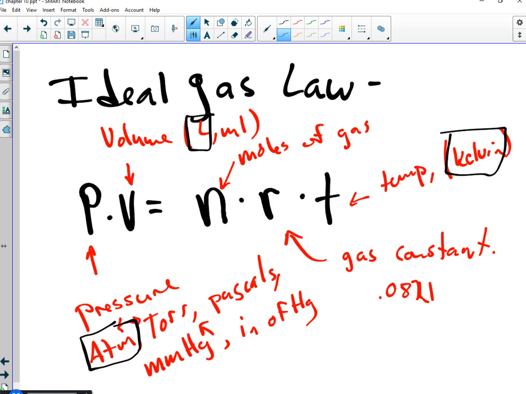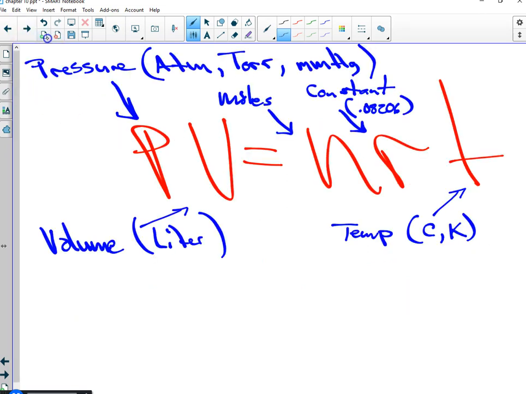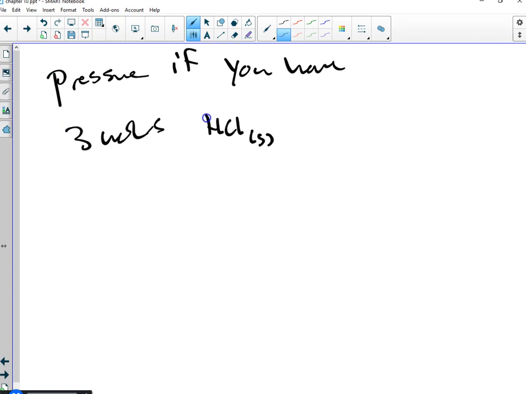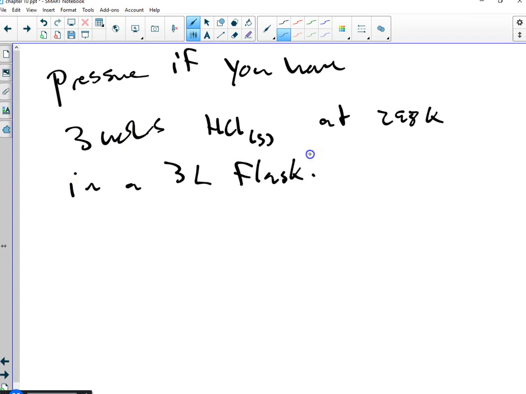I'm going to move slides. Are we okay with that? It would say, what is the pressure if you have 3 moles of HCl gas at 298 Kelvin in a 3-liter flask, and I think I got them, the ones that you need.